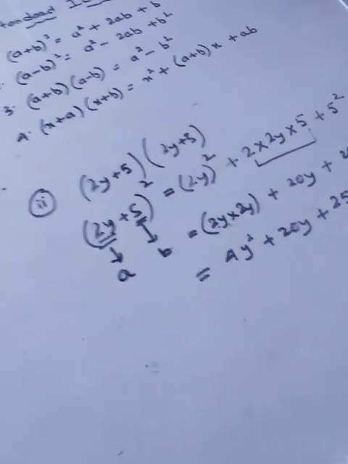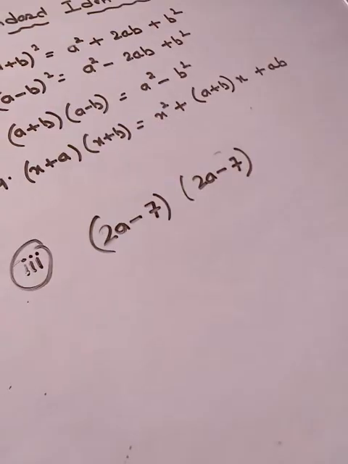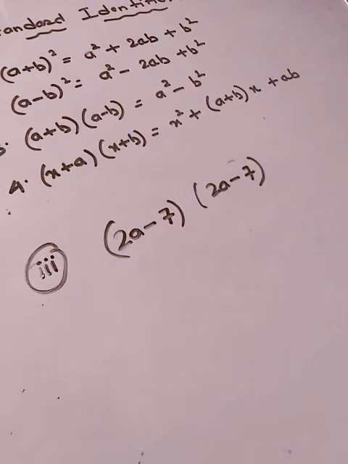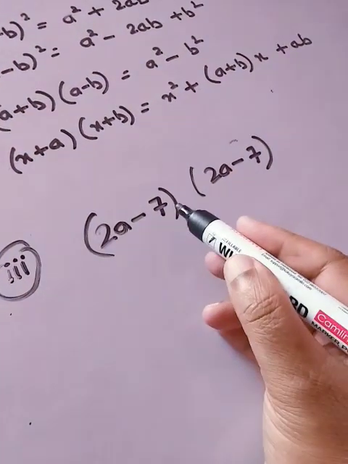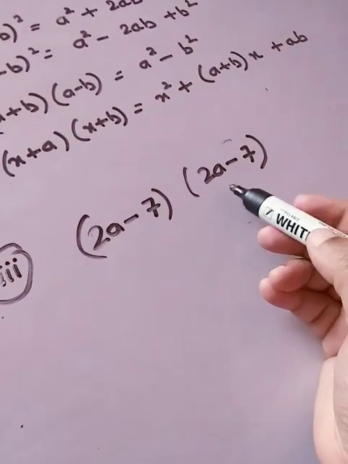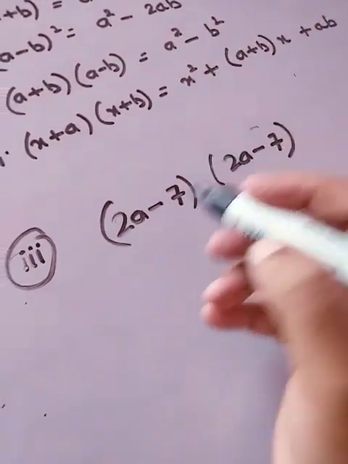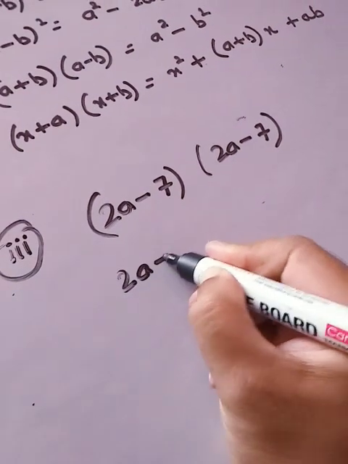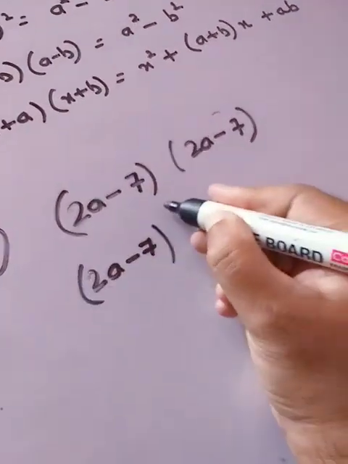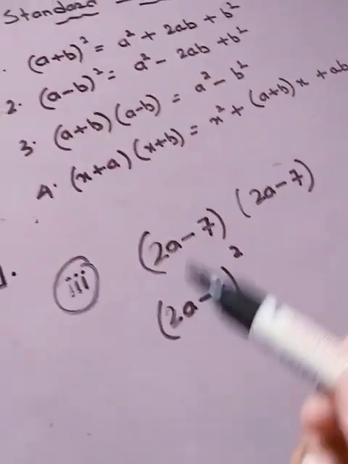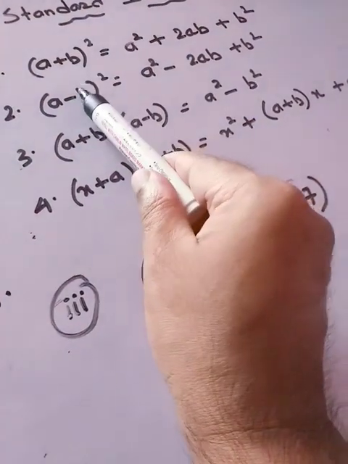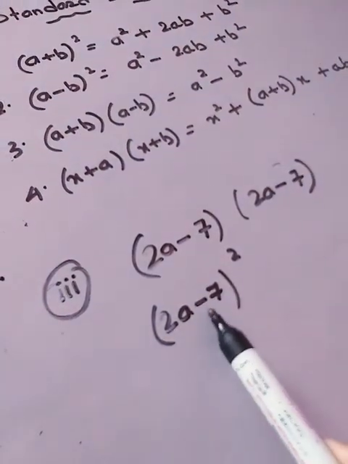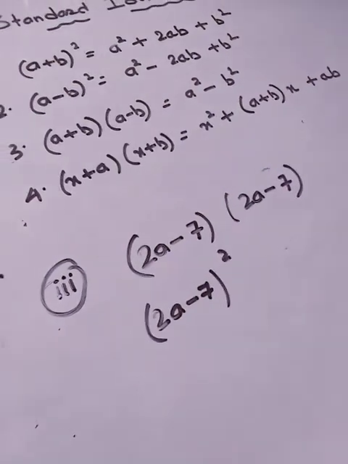Now let's move on to another sum. This is sum number 3, students. 2a minus 7. Again another bracket is also given, the same thing, 2a minus 7. So how many times is 2a minus 7 given? 2 times. That is, you can write it in this way, isn't it? Now this time which formula will we use? Yes, this one, because minus is there. See, now (a minus b) whole square, we will use this identity.